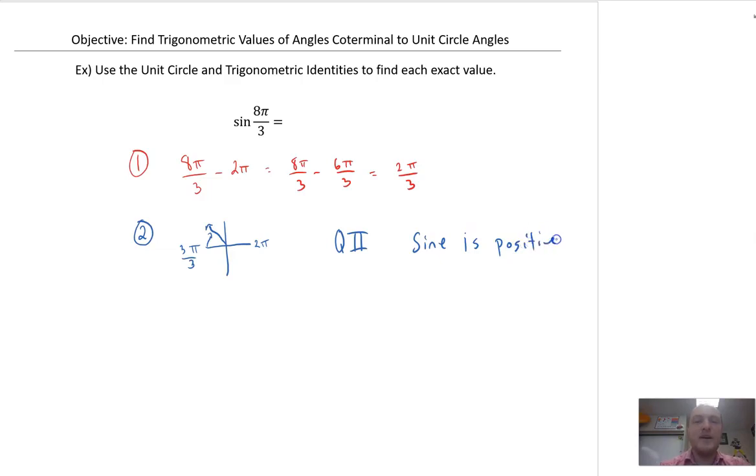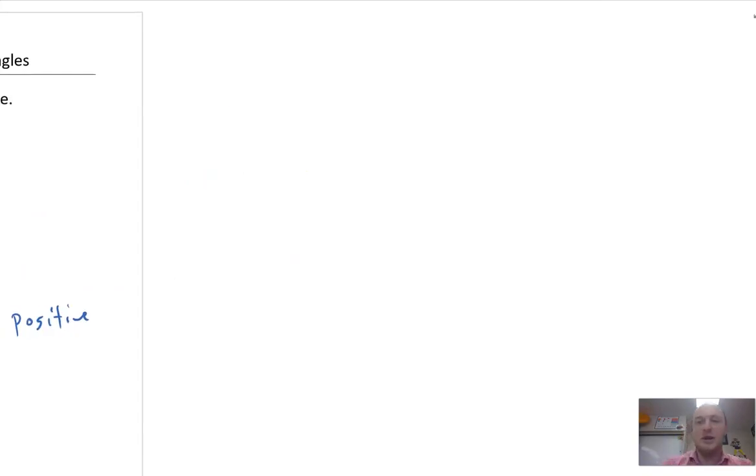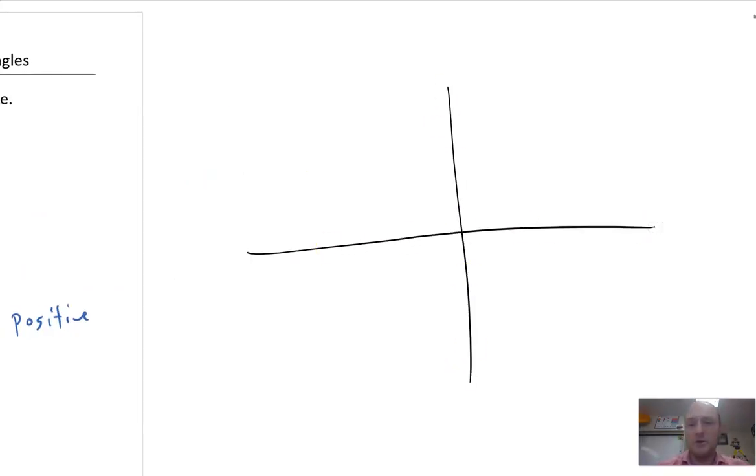Another cool way that you can figure this out, other than knowing that sine is your y values, is this little acronym. I'm going to go over here to a sidebar really quickly, and I want to teach you about All Students Take Calculus, an acronym to represent where everything is positive. In quadrant 1, everything's positive.